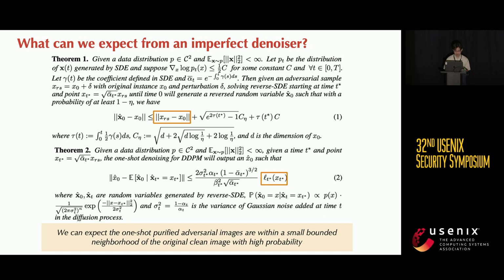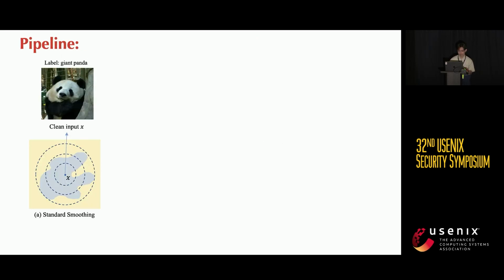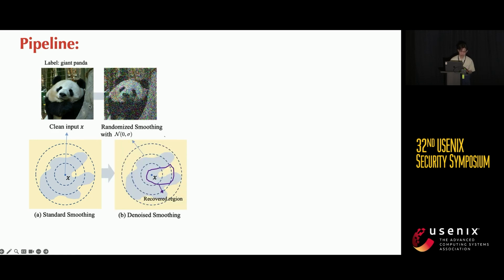So based on this theorem, here comes our pipeline. This one is for the standard smoothing. We just use the majority vote around X for the final prediction. And here is the denoising smoothing. The difference is that we map the noisy image X plus delta into a recovery region. And instead, we use the majority vote inside the recovery region as the final prediction.